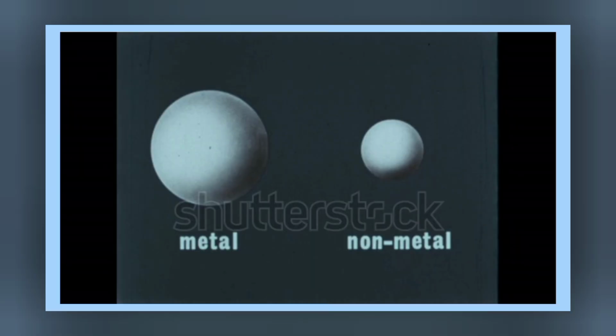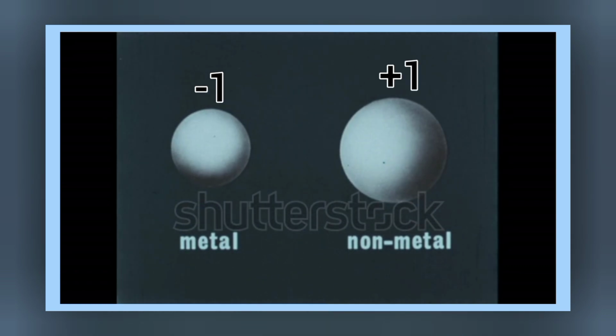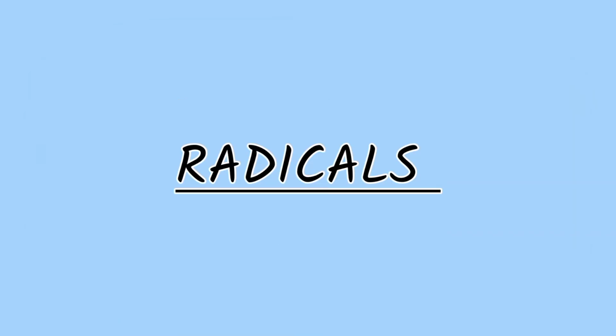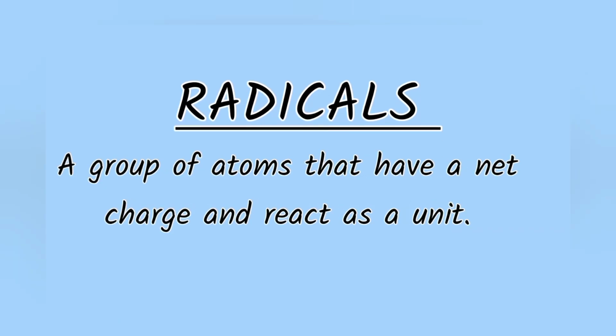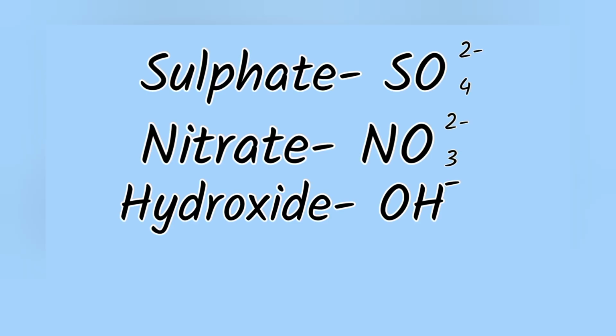On top of that, when an atom loses or gains electrons, it acquires a new state depending on how many electrons have been lost or gained. This is known as the oxidation number. And by the way, have you ever come across radicals? Radicals are a group of atoms that have a net charge and they react as a unit. Examples include sulfates, nitrates, hydroxide, and carbonates.